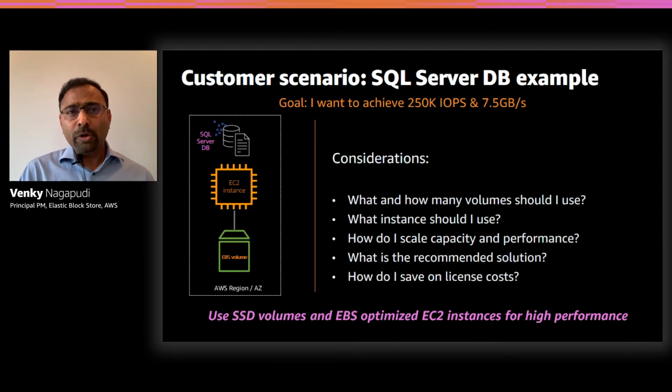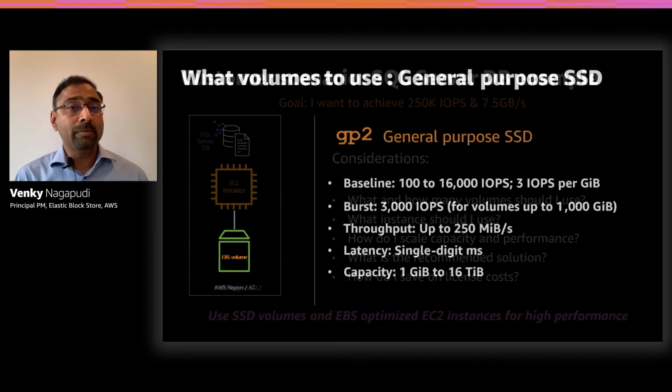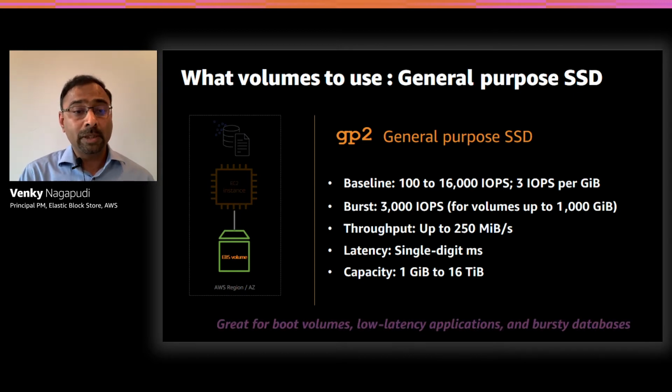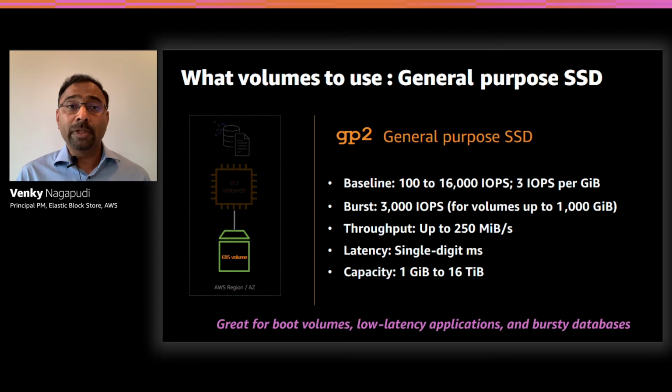For your high performance database needs, while you have a choice of both HDD backed volumes and SSD backed volumes, we suggest that you look into using SSD backed volumes because those are the ones that give you the highest performance and the highest consistency of performance as well. You have a couple of options to choose from. There are the general purpose volumes that provide up to 16K IOPS and 16 terabytes of capacity. You can stripe multiples of these volumes to get to the performance and capacity you need.